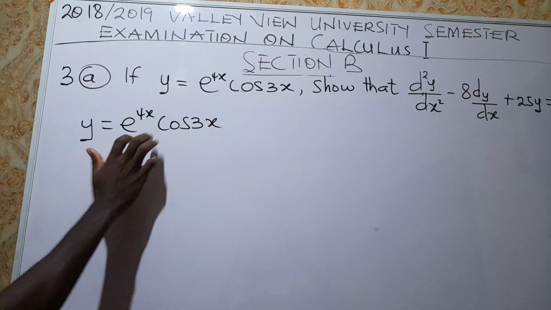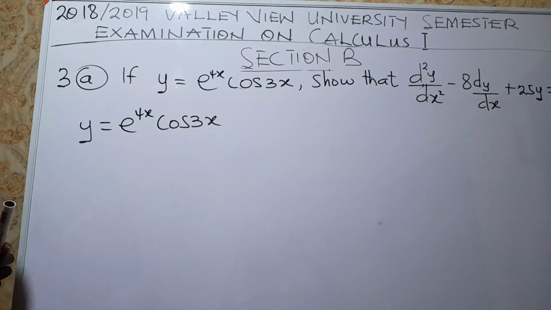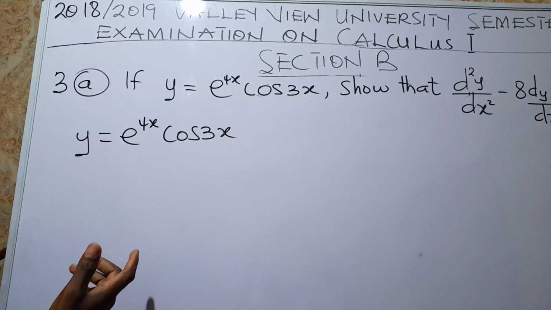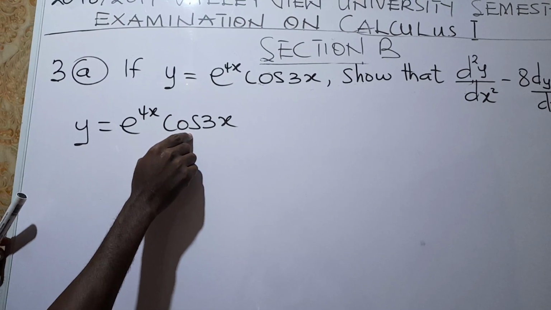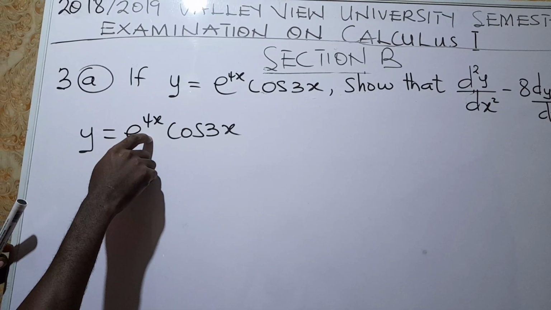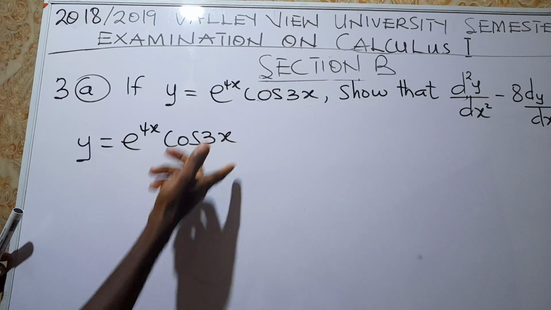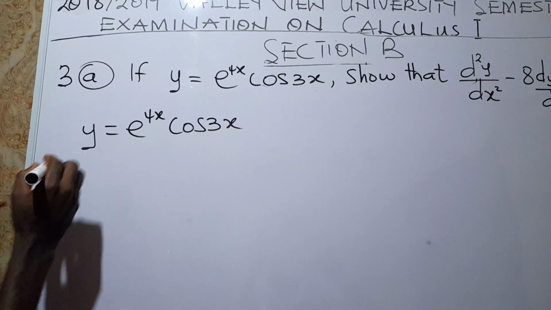So these are two different functions multiplying each other. So to solve them, we use the product rule. So what does the product rule say? We keep cos 3x and differentiate e exponent 4x. Then plus, we keep e exponent 4x and differentiate cos 3x. So that's how we are going to go.